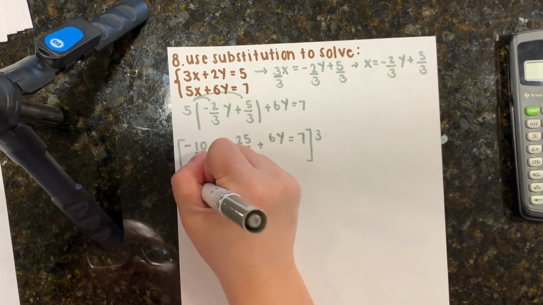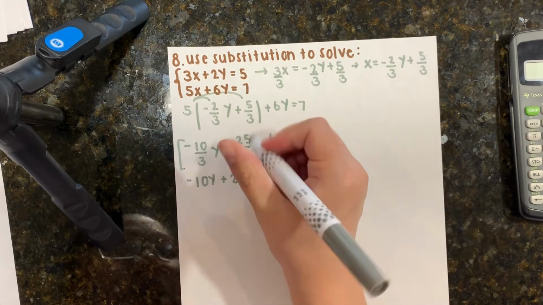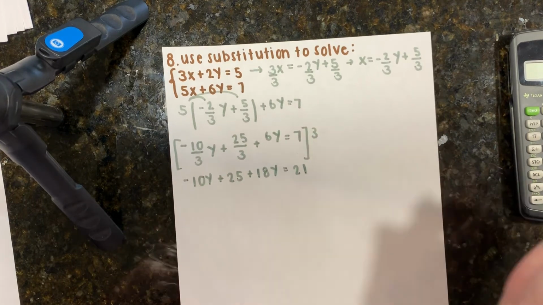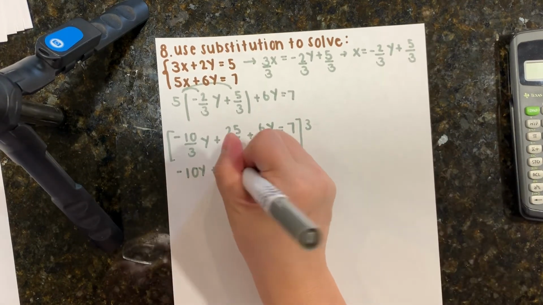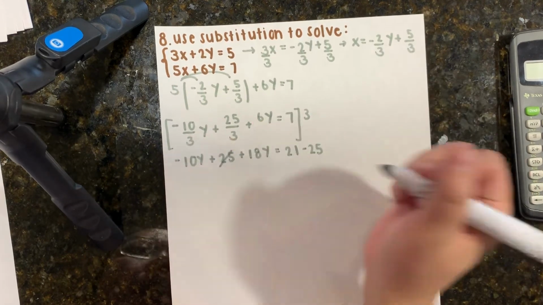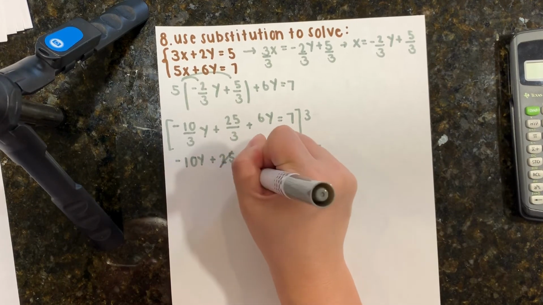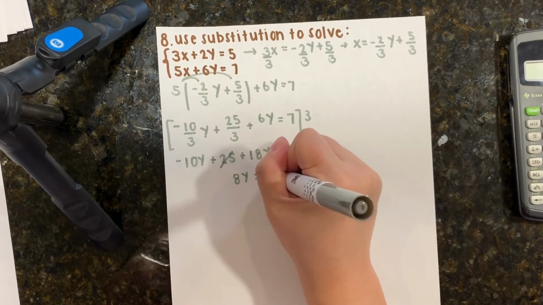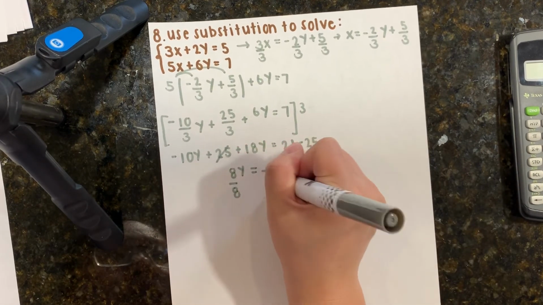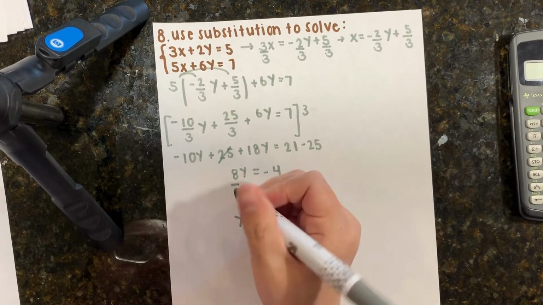That would make this just negative 10y plus 25. 3 times 6 is 18. And 7 times 3 is 21. I'm going to move the 25 to the other side by subtracting it. Add the 18, negative 10 and the 18 would give me 8y equals negative 4. Now when we divide this by 8, y is actually going to be equal to negative 1/2.